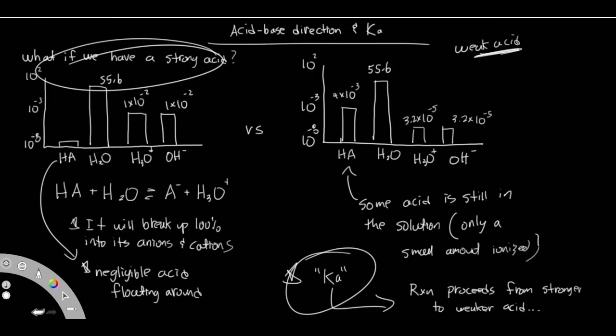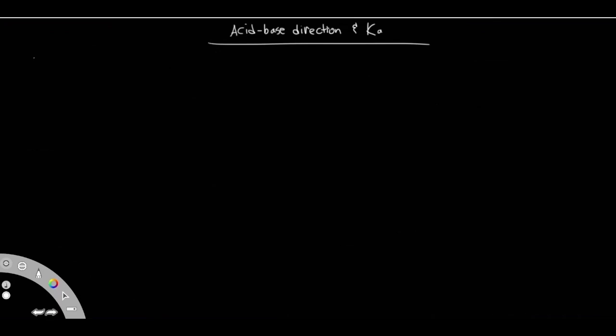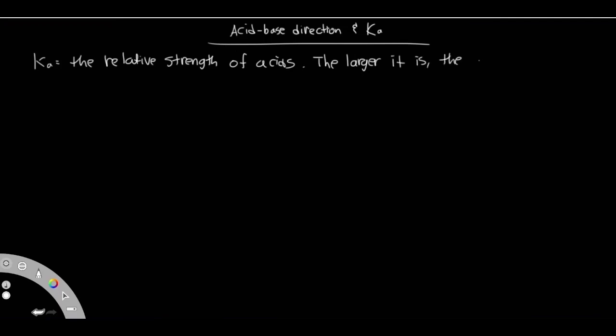Let's have a look at a few questions. Before I give you the first question, let's define Ka in writing, okay? Ka is the relative strength of acids. So the larger it is, the stronger the acid. That should be quite simple. Let's have a look at an example here.